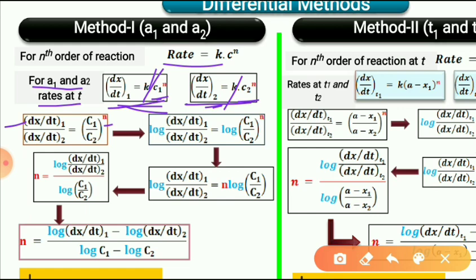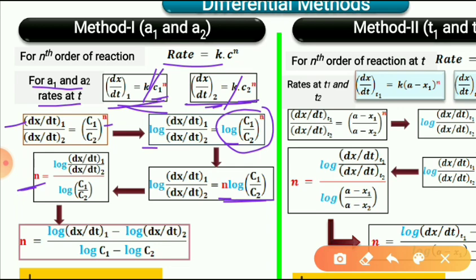After getting this equation, we apply the log on both sides. So we get log of dx upon dt1 upon dx upon dt2 equal to log of c1 upon c2 raised to n. This is exactly in the form of log of x raised to n, so we can modify it, as we saw in the previous slide, to get log of dx upon dt1 upon dx upon dt2 equal to n into log of c1 upon c2. From this equation, we can calculate the value of n.